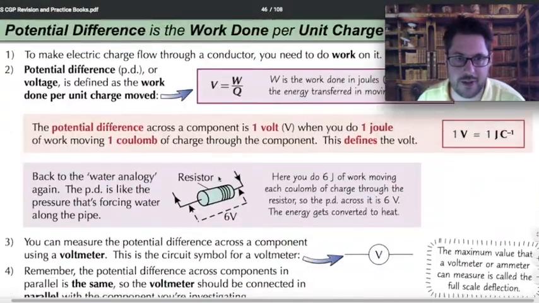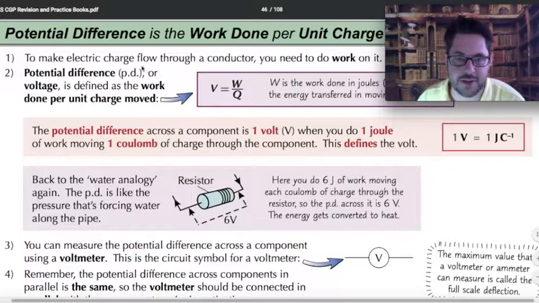Going down, PD. PD is the work done per unit charge. The equation that defines PD is V equals W over Q, where W is the work done and Q is the charge. So in the case of charge carriers giving up their energy to a component, then it will be work done by the charge carrier.